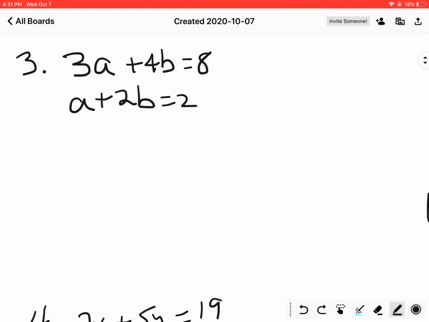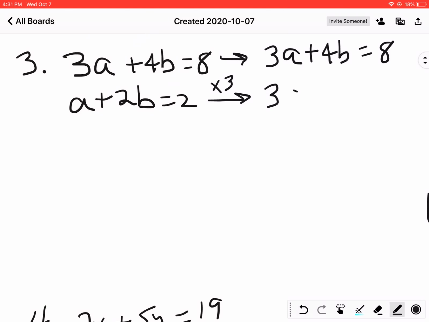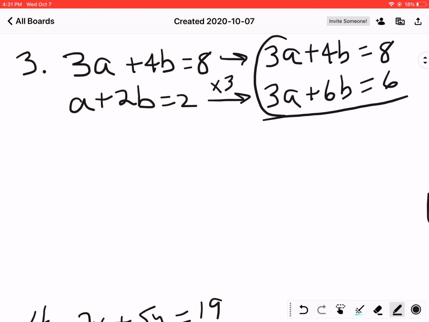So what I'm going to do, I'm not going to multiply this one. I don't need to do that. And I'll multiply this one by 3. So that would give 3a plus 6b equals 6. Now I have the a's the same, which is good. That's what I want. I'm going to take the second equation and subtract the first equation.